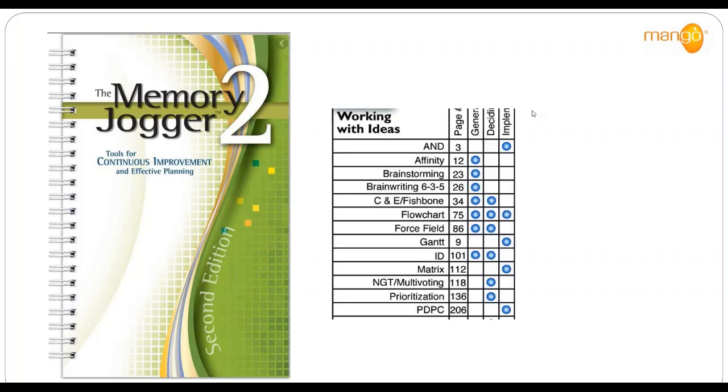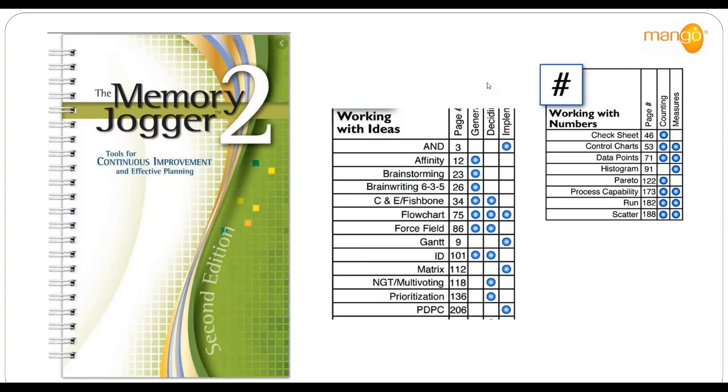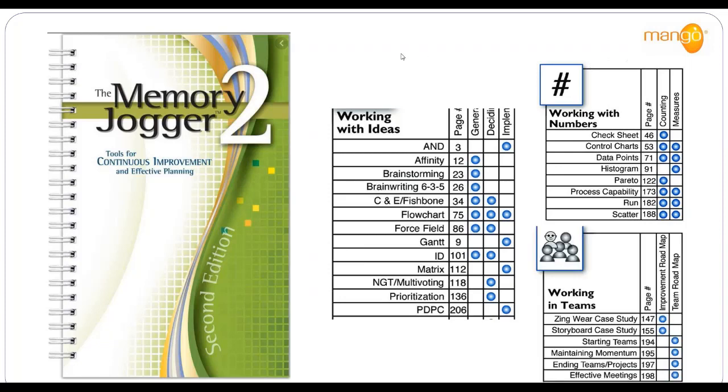But also in the Memory Jogger, the other types of tools. So when you're working with different ideas, this is explanations on how you do each of these different activities. If you're working with numbers, check sheets, control charts, histograms, Paretos, run charts, scatter diagrams. And then if you're working with people and teams, then they've got advice in that book around how to run meetings, how to run projects, starting teams and things like that. So highly recommend that you get that book.